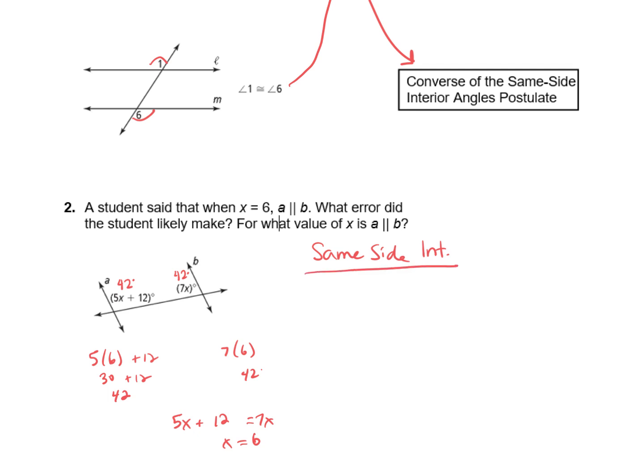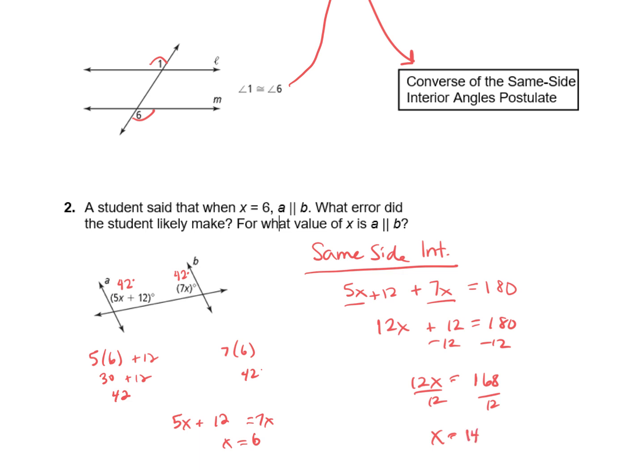But same side interior angles are supplementary. So what that student should have done is taken 5x plus 12 plus the other angle 7x and set it equal to 180. So we can go ahead and do this math. Combine your like terms. 5x plus 7x is 12x, plus 12 equals 180. Let's subtract that 12. So we have 12x equals 180 minus 12 is 168. Divide both sides by 12, and we get x equal to 14.